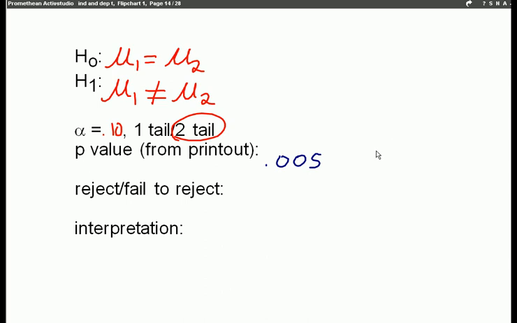Remember again, the rule says if p is less than alpha, you have significance. The p-value was 0.005. Is that less than alpha, which was 0.10? Yes, that is a true thing to say. That means that we can reject our null hypothesis. Something is definitely changing. Something has made these two means different.